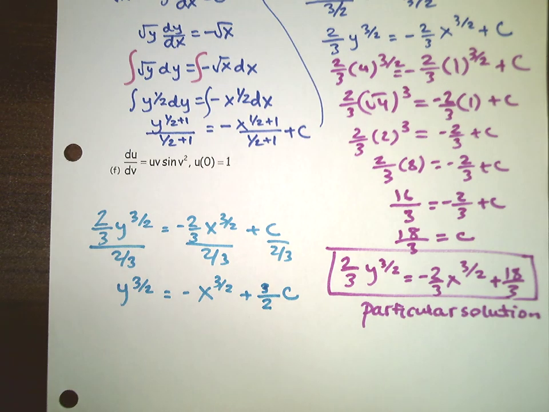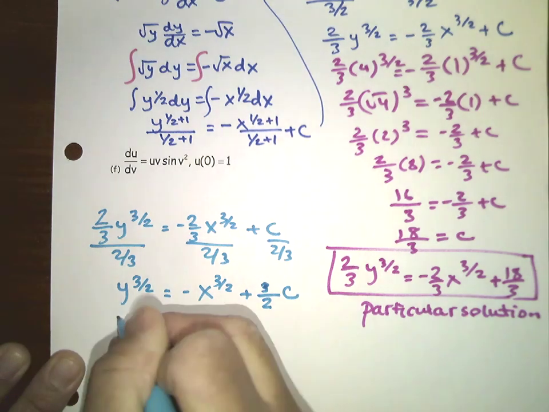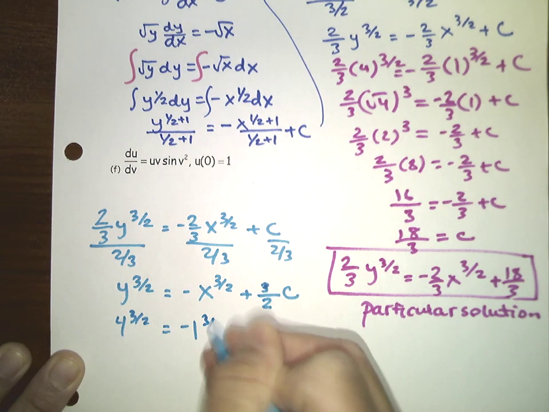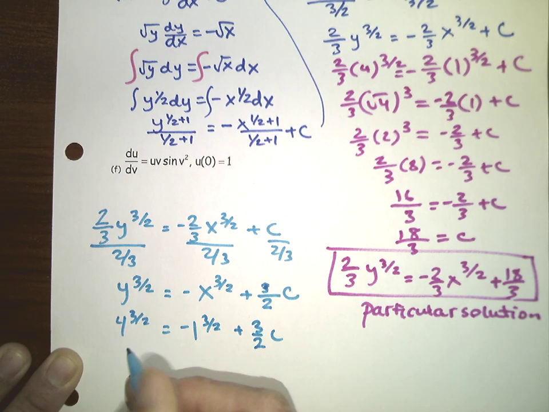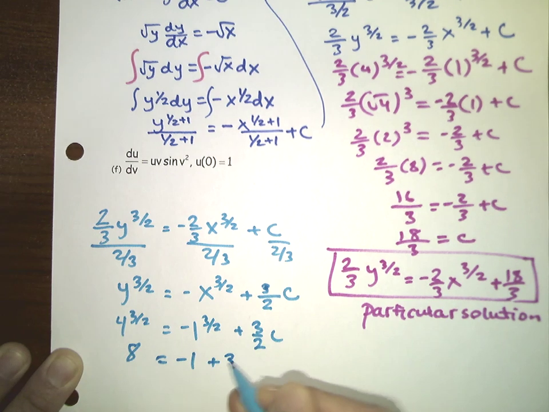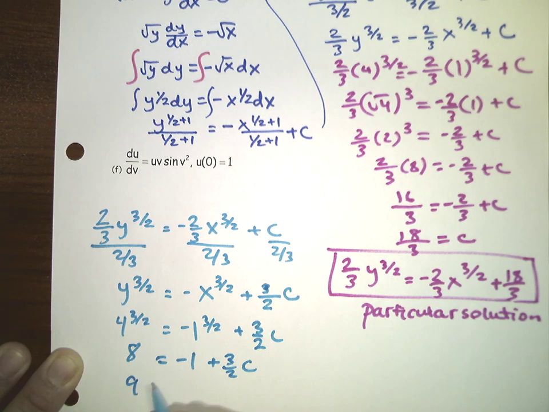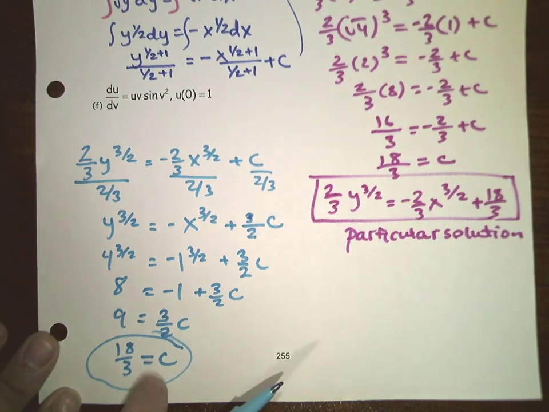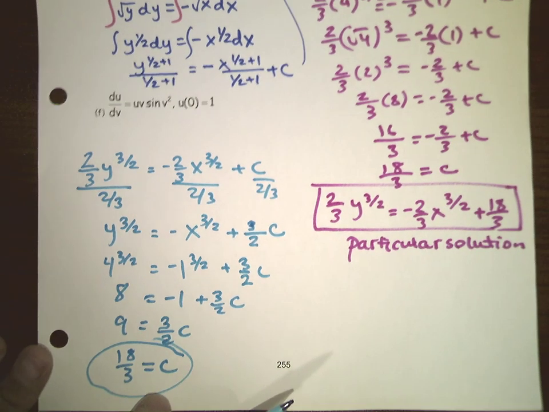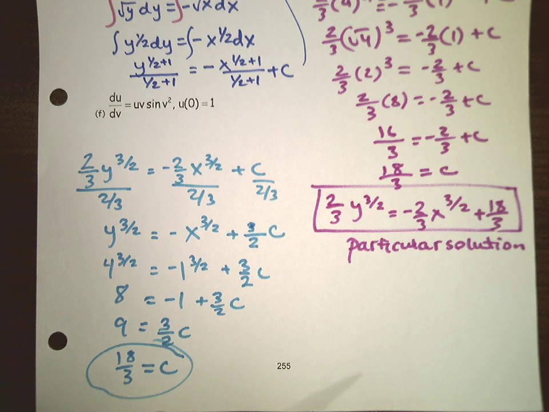All right, so then I would still substitute in the 4, and then still substitute in the 1, and then I can just go ahead and make this end up being 8, and that was 1, and this is 3 halves c, and then I add the 1, so that's 9, it's 3 halves c, and then I multiply, and I still get 18/3 as c. So I think a trick like this actually makes it so that I don't have to worry about dealing with all of those fractions.